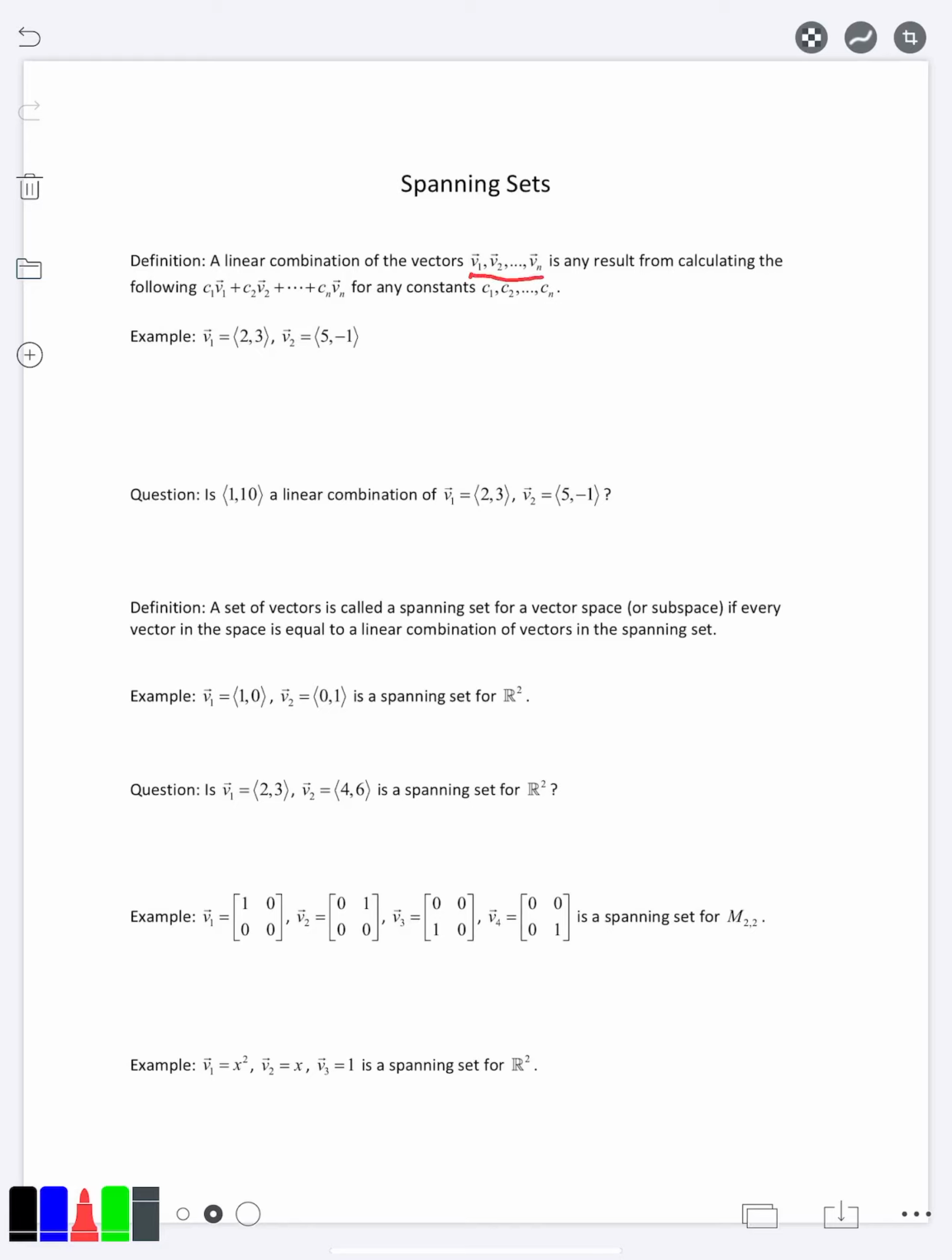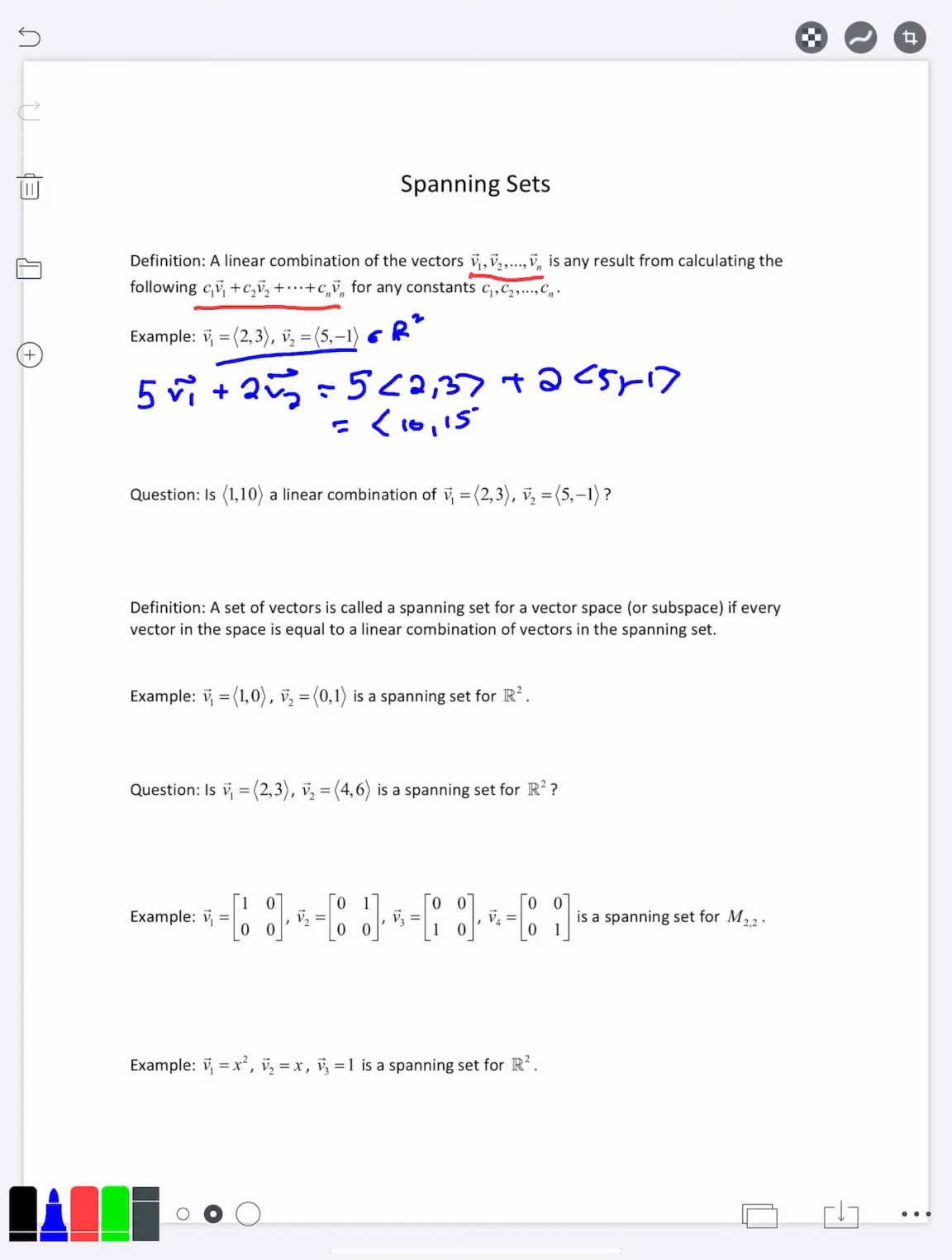a linear combination is anything you get as a result from calculating constant times vector plus constant times vector plus constant times vector and so on. If you combine them all together, whatever answer you get is considered a linear combination. As a quick example, we have v1 and v2 in our R2 vector space. If I did, for example, 5 times v1 plus 2 times v2, that'd be 5 times (2, 3) plus 2 times (5, -1), which is (10, 15) plus (10, -2), and we'd get (20, 13). That is an example of a linear combination of v1 and v2.